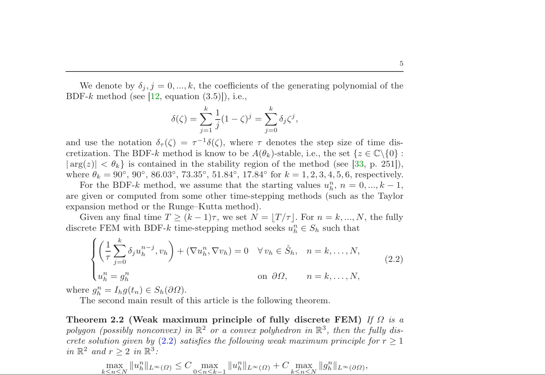The fully discrete FEM with BDFK timestepping method seeks to find u_h in S_h such that the following equation holds. Tau times the sum over j equals 0 to k of delta j u_h^(n-j), v_h, plus nabla u_h^n, nabla v_h equals 0 for all v_h in S_h, for n greater than or equal to k, where u_h equals g_h on the boundary of omega. This equation is derived from the weak form of the underlying partial differential equation and the BDFK method.